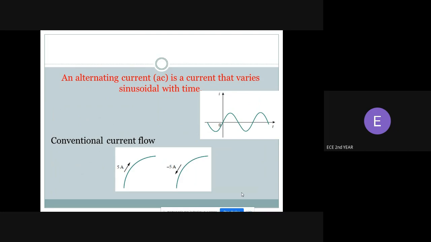Once we define current as the movement of charge, we expect current to have an associated direction of flow. As mentioned earlier, the direction of current flow is conventionally taken as the direction of positive charge movement. Based on this convention, a current of 5 amps may be represented positively or negatively depending on the circuit operation.